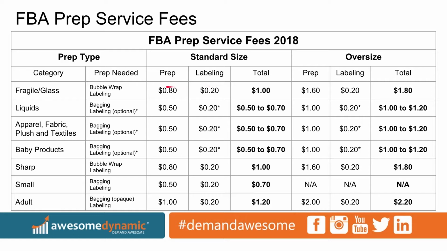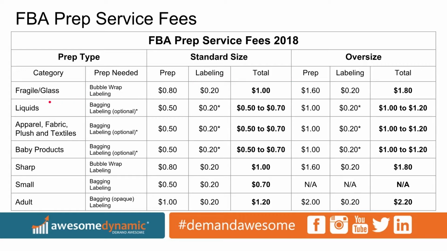And you can see that they break it down to show you that to prep the unit is 80 cents. To label the product is 20 cents. So the total prep and label for that particular type of item, if it's standard size, is going to be $1. If it's oversized, you'll see that the prep is a little bit more expensive at $1.60. The labeling is still only 20 cents, so the total is $1.80 per unit for them to prep.